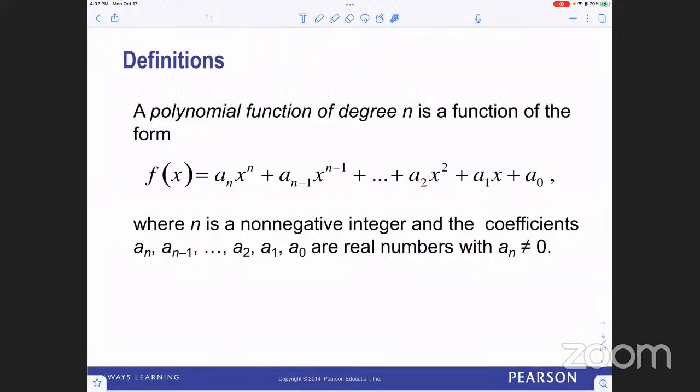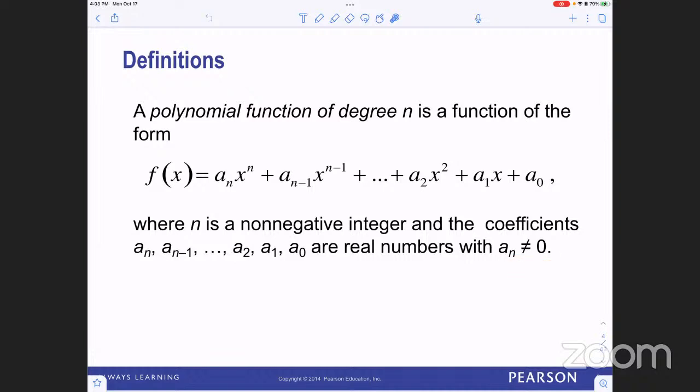In this section, we have a lot of terms and concepts and definitions, so we just have to do the best that we can. We have this definition: a polynomial function of degree n is a function of this form, where n is a non-negative integer and the coefficients a sub n minus 1, up to a sub 2, a1, and a naught are real numbers, where a sub n is not equal to 0.